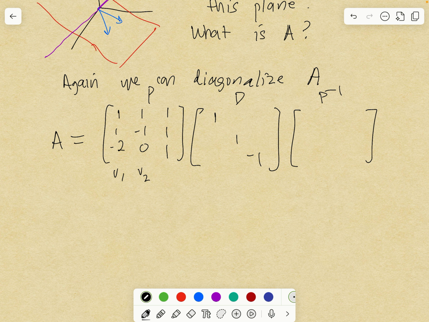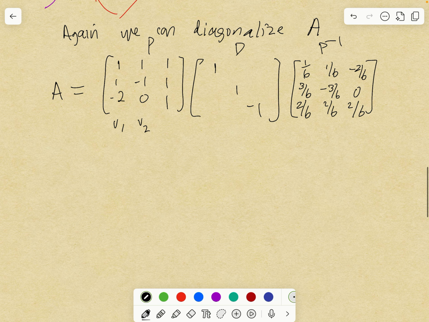So I'm just going to write P inverse as 1/6 times the matrix with rows 1, 3, 2; 1, negative 3, 2; 2, negative 2, 0, in unreduced form with denominator 6. That makes the calculations easier if you're doing it by hand, to leave it in not reduced form. And now you can just multiply these together, and you get what A is.